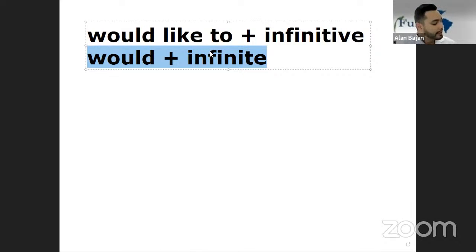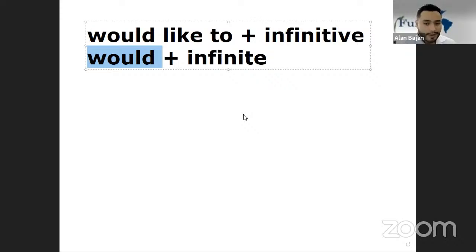Most of the time, the people use used to plus infinitive to refer a past habit. But sometimes if you read books or if you read some speeches from any president of the United States, the government, something legal, probably you will find this expression, would plus infinitive.